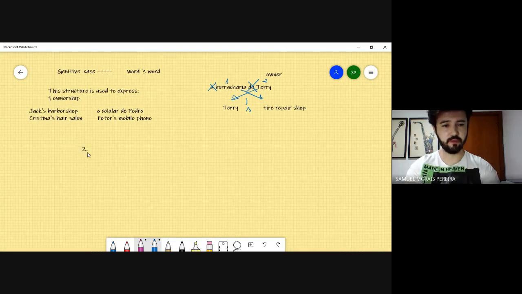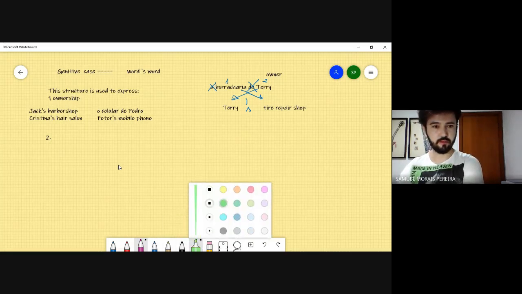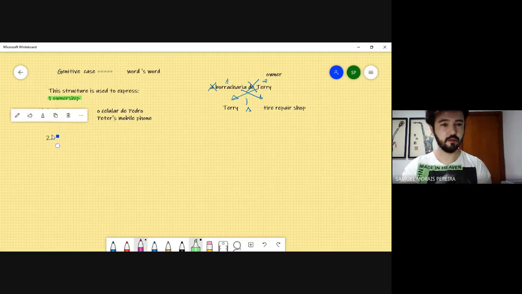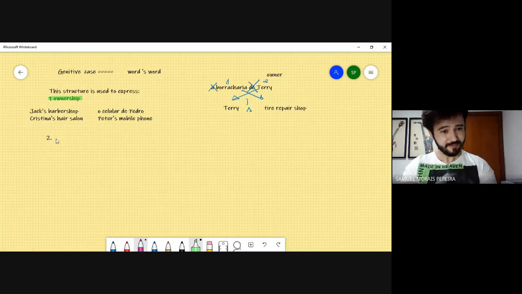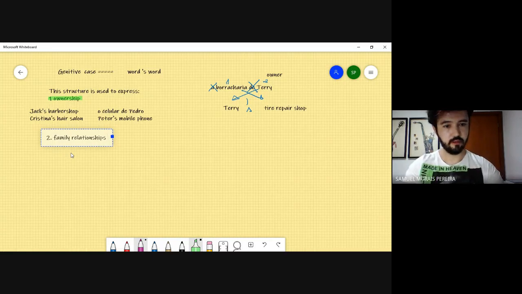Now, moving on to number 2. Como assim, professor? Tem o number 2? Tem até o número 3, olha. Pay attention. We use this structure to talk about ownership, okay? Pessoal, eu tô dando toda uma volta para chegar numa coisa, tá? Só tem um pouco de paciência. So, number 2. We use this structure to talk about family relationships as well, okay?